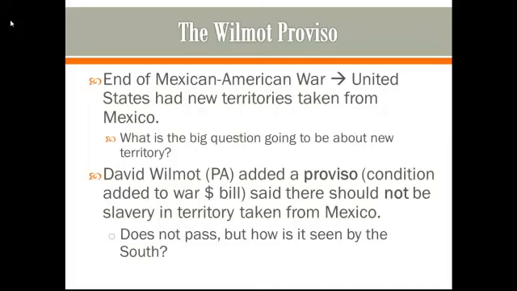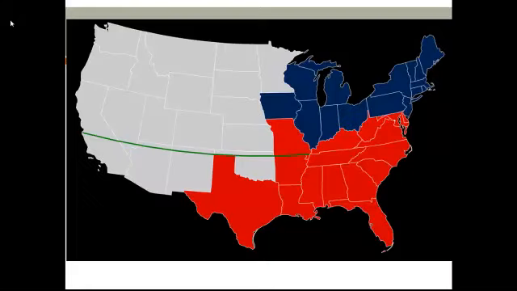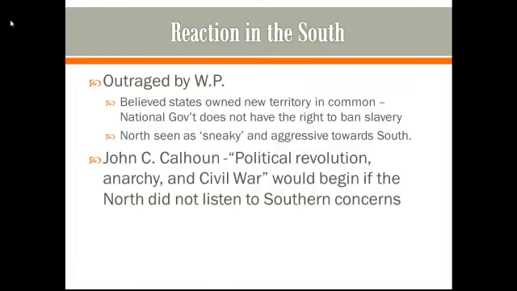So basically what he's saying is he's threatening not to pay for the war if slavery spreads into this new Mexican territory. Now this bill does not pass because the South and a lot of Northerners believe that you cannot put that kind of a condition on something as important as a war bill, and they also said that the Missouri Compromise had solved the problem. But to the South, even though this does not happen, the Wilmot Proviso is something significant.